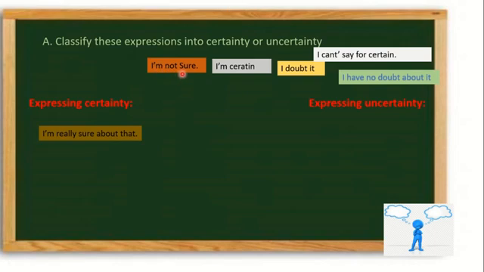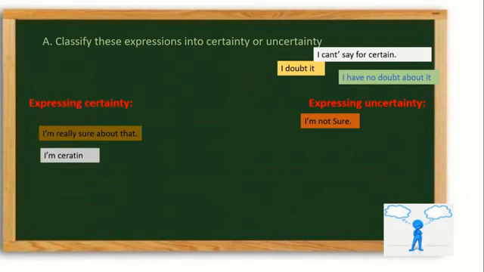Now, I am not sure. What time does the post office usually close? I am not sure. What does it express? It expresses uncertainty. I am certain. Sorry, here we have a spelling mistake for certain. Please be careful. We say certain like this. I am certain. What do you think? Very nice. We use it to express certainty.